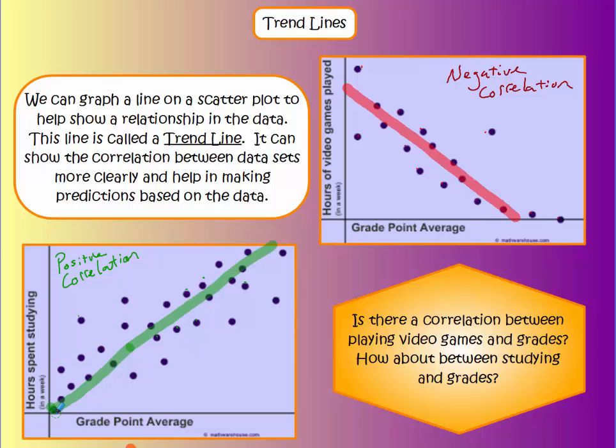So I guess I'll leave you with a thought here. Is there a correlation between playing video games and your grades, looking at the top graph? And how about between studying and grades? So those of you who are planning on turning this video off and then jumping right over to a video game, maybe you might want to think about grabbing a book based on this data.